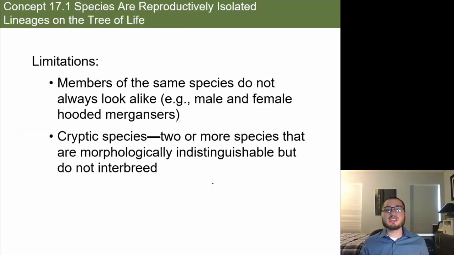So some limitations when we talk about the morphological concept: members of the same species do not always look alike, and you have cryptic species, where two or more species are morphologically indistinguishable, but they do not interbreed with each other.